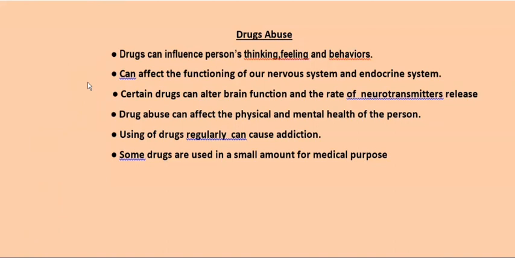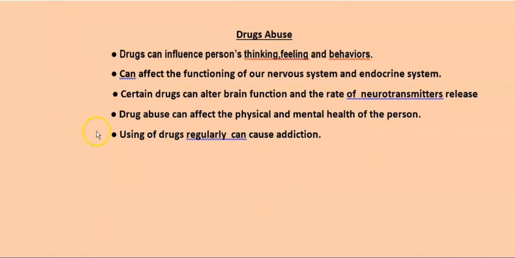Drugs can affect the functioning of our nervous system and endocrine system. Drugs also can alter brain function and the rate of neurotransmitter release by the nervous system. Drug abuse can affect the physical and mental health of the person. Drugs can cause addiction. Addiction means you must always take it. They are addicted to the drug. Okay, this is what happens in drug abuse.